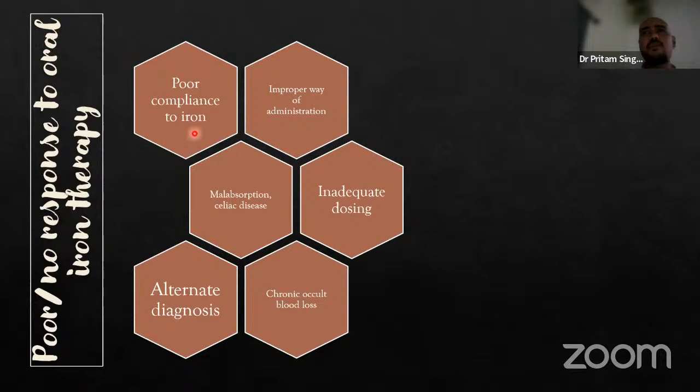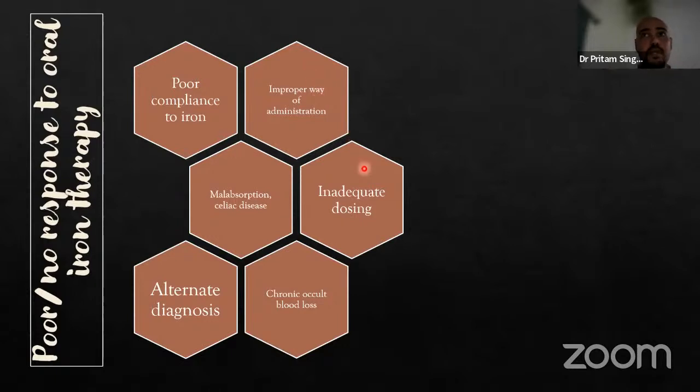The poor compliance happens because it causes some metallic taste, some staining of the teeth, tongue. Patients develop constipation. Stools sometimes develop blackish discoloration. They're very minor side effects, but sometimes can be very bothersome for the parents, which leads to poor compliance to iron. And often people give it in a very improper way, like along with milk or different vegetables, the leafy vegetables and all, which can have a very rich amount of oxalate and phytate, which can interfere with the absorption of the ferrous iron.